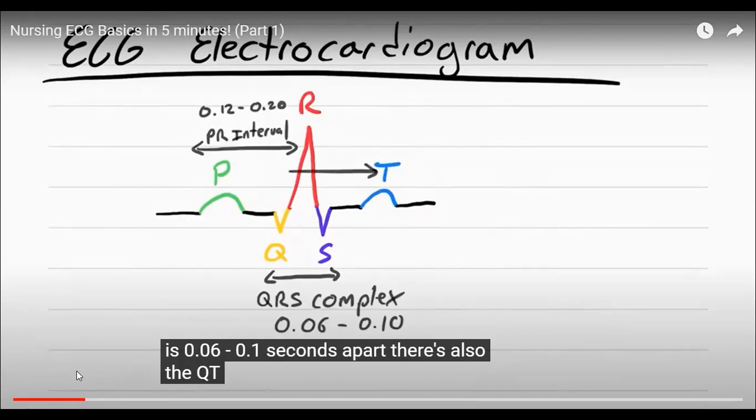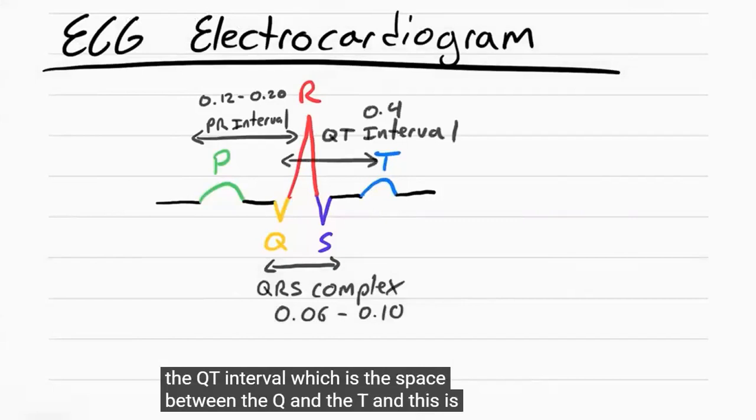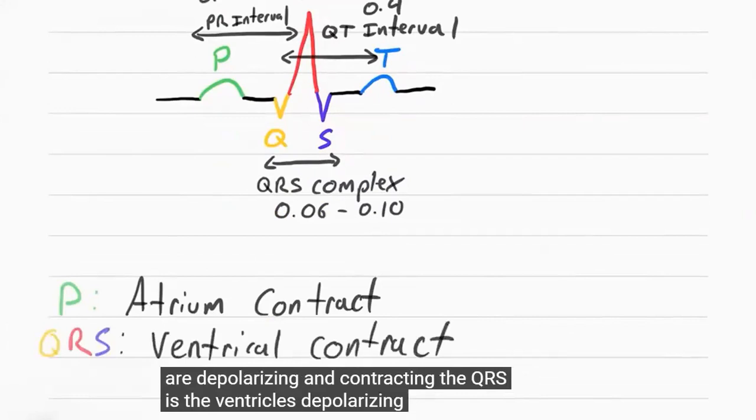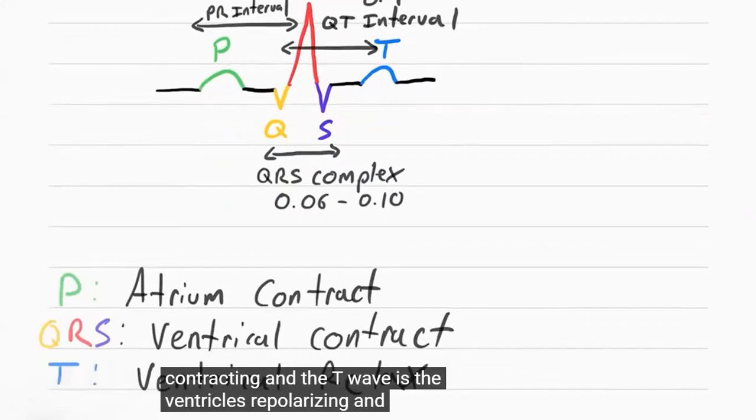T interval, which is the space between the Q and the T, and this is 0.4 seconds. Now the P wave means the atriums are depolarizing and contracting. The QRS is the ventricles depolarizing and contracting, and the T wave is the ventricles repolarizing and relaxing.